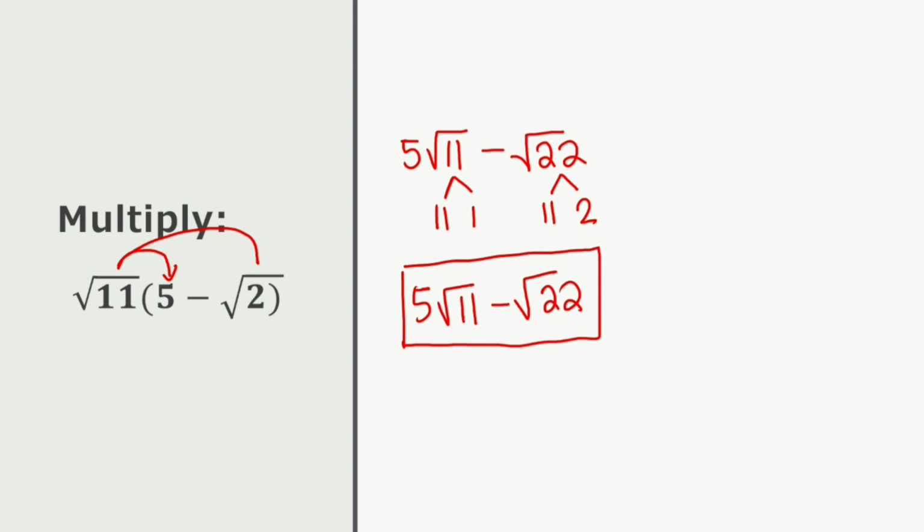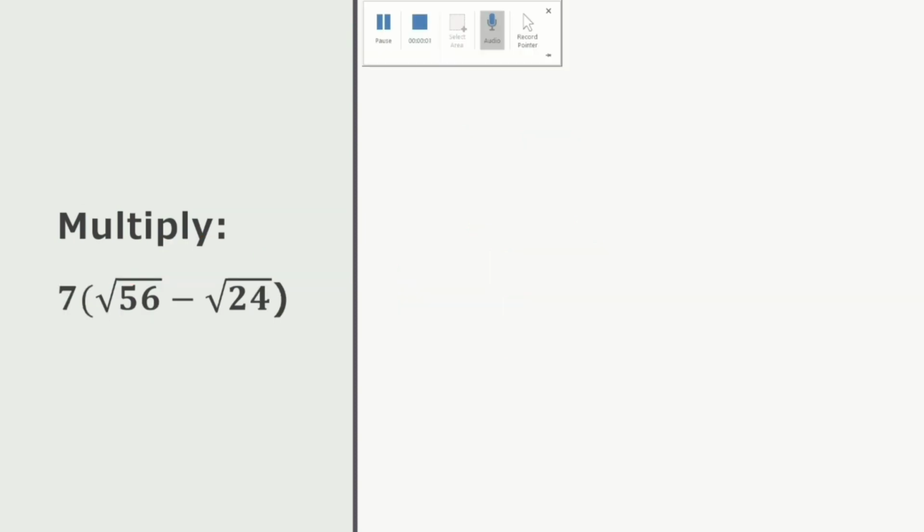Okay, let's have some more examples. Let's proceed with example number 3. Multiply 7 times the quantity square root of 56 minus square root of 24.